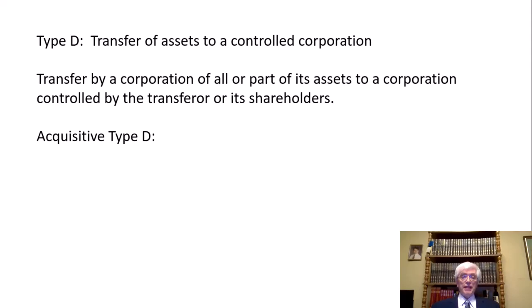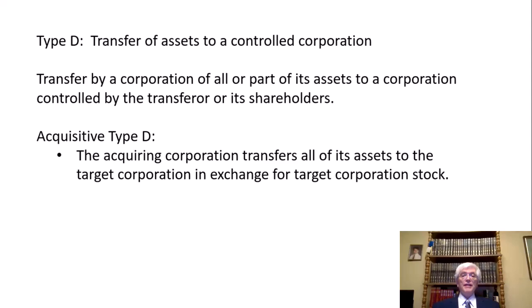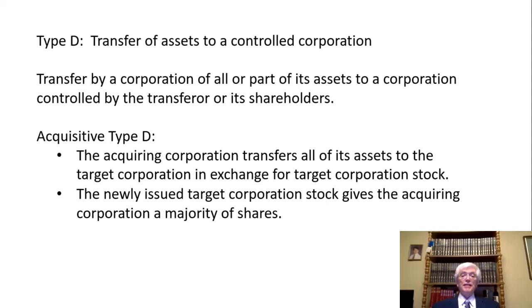The acquisitive type D, where we're merging two corporations, works like this. The acquiring corporation is going to transfer all of its assets to the target. Seems like the target's acquiring the acquiring corporation. But it's not going to work out that way, because what the acquirer is going to get in exchange for its assets is the target corporation stock. And the newly issued target corporation stock will give the acquiring corporation a majority of the shares.